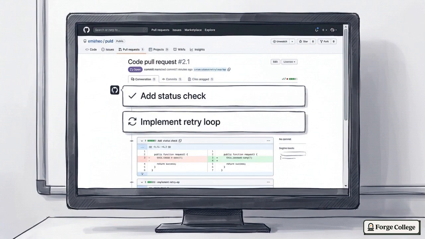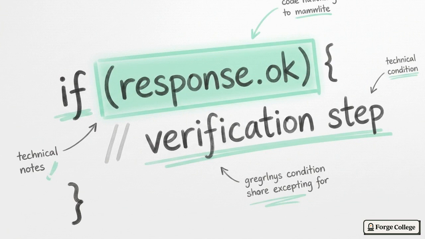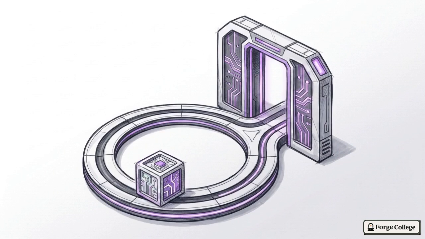The fix for this crash requires two logical steps. First, we add a response status check, a small piece of code that looks at the incoming payload to ensure it's actually safe data. Second, if it detects an error, we pair it with a retry loop, so the app waits and tries again instead of giving up.